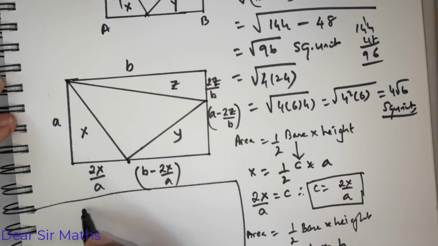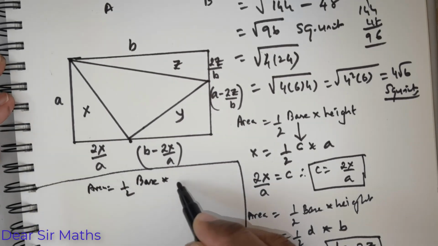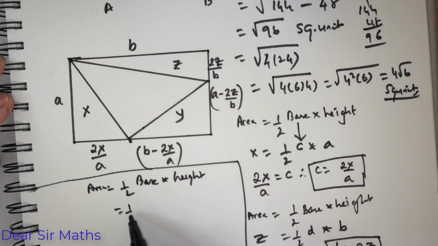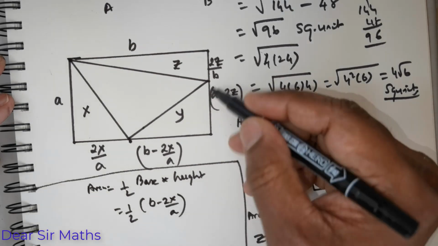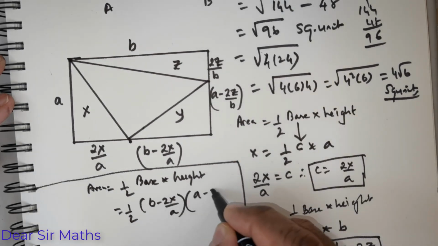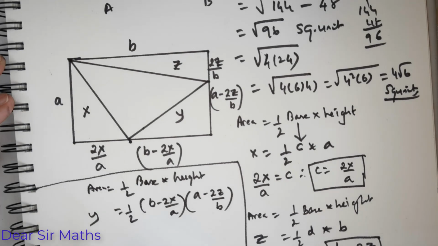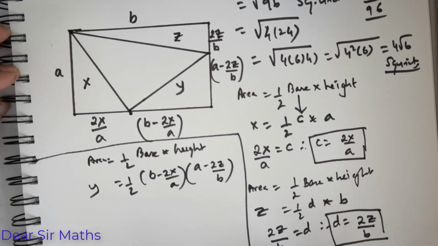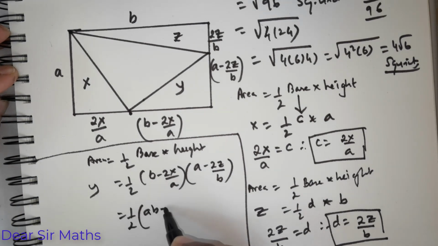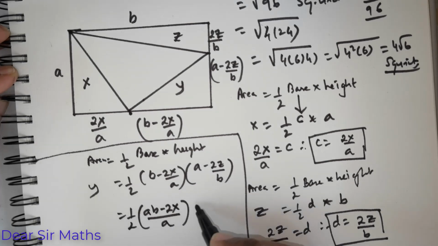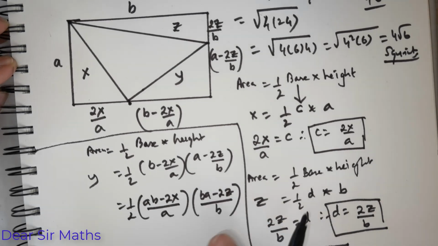So let me use the formula. Area is equal to half into base times height. So half into my base is b negative 2 times x over a. My height is a negative 2 times z over b. Now this is y. We got to simplify this. So if I were to simplify this, I would get 1 over 2 times A is the LCM. So AB negative 2 times X divided by A times B is the LCM. B times A negative 2 times Z divided by B.